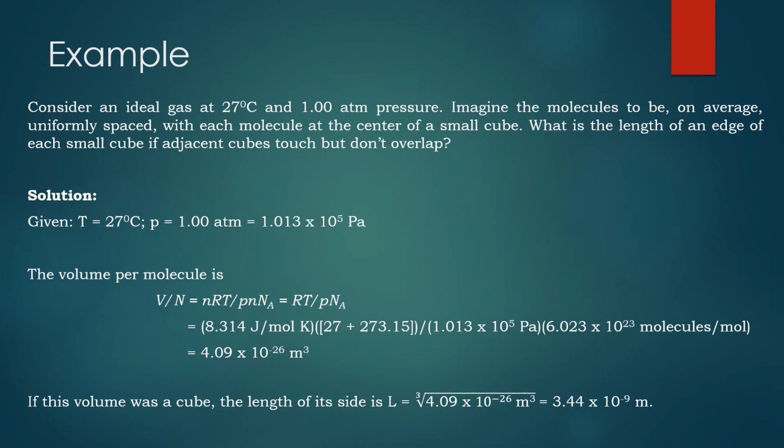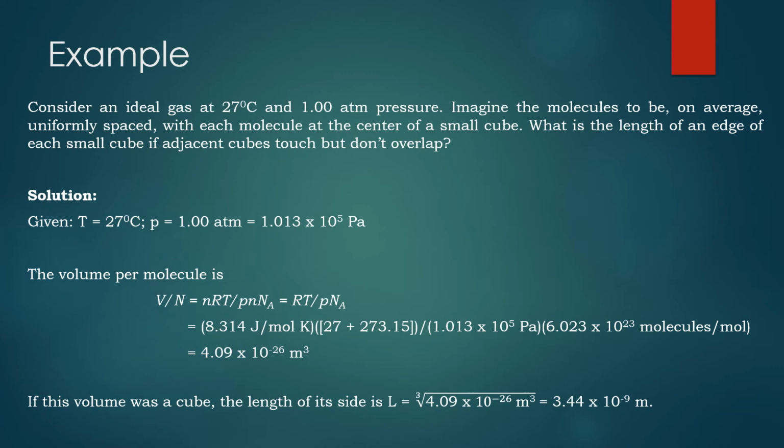To solve this problem, let us identify the given. We have temperature T equal to 27 degrees Celsius and pressure P equal to 1 atmosphere, which is also equal to 1.013 times 10 to the 5 Pascal.